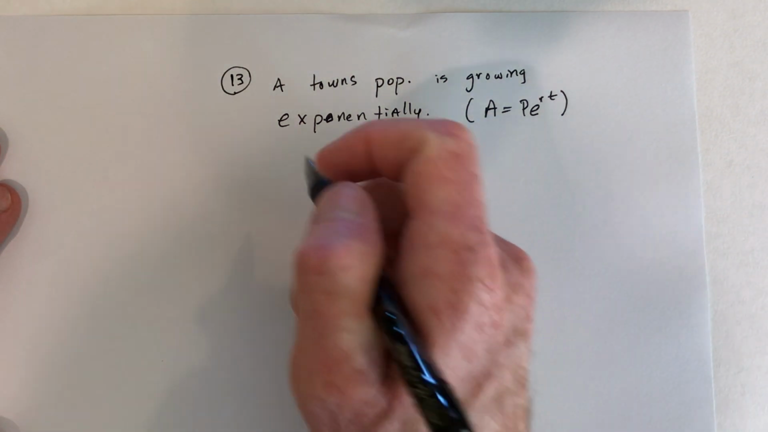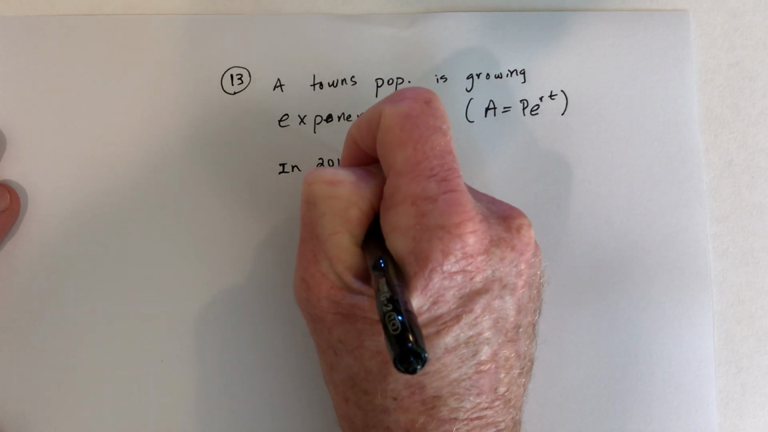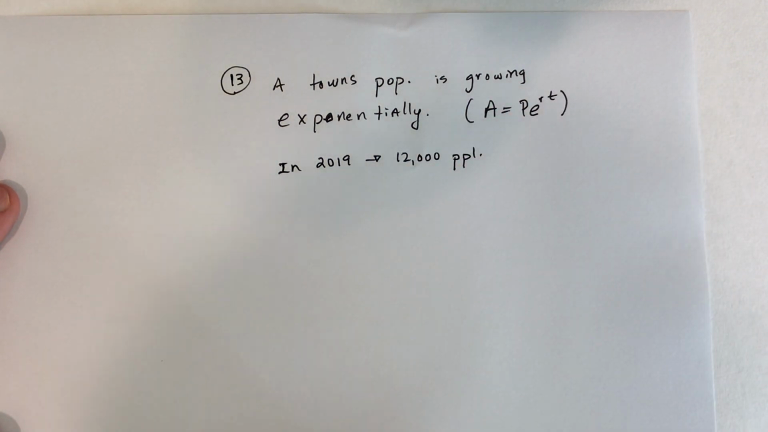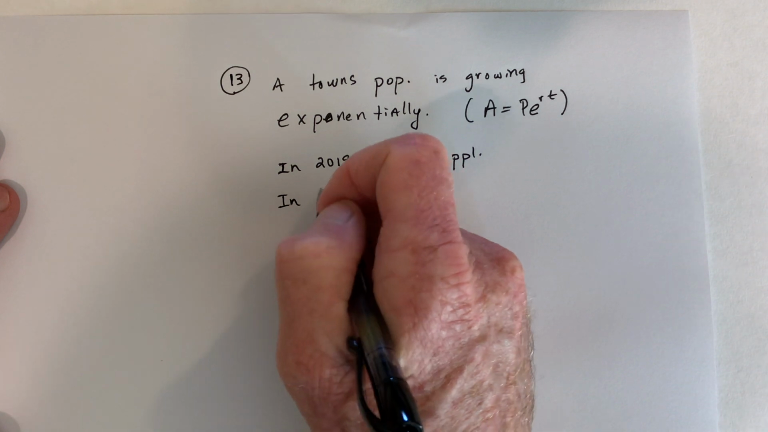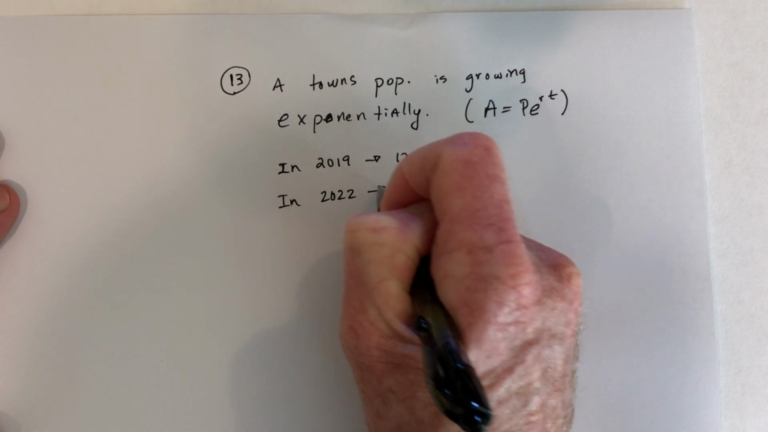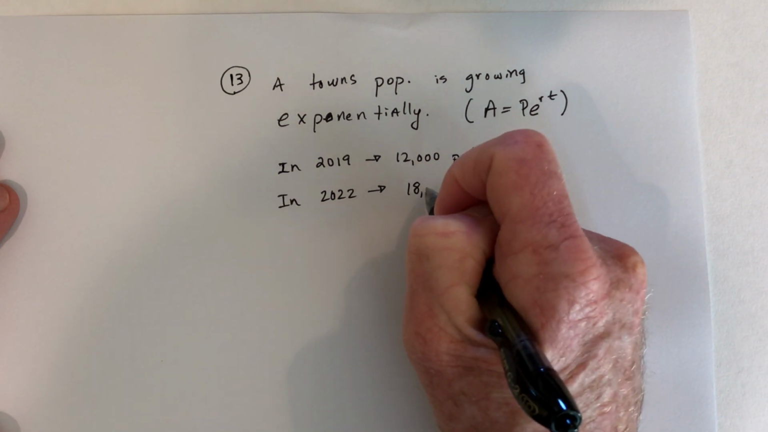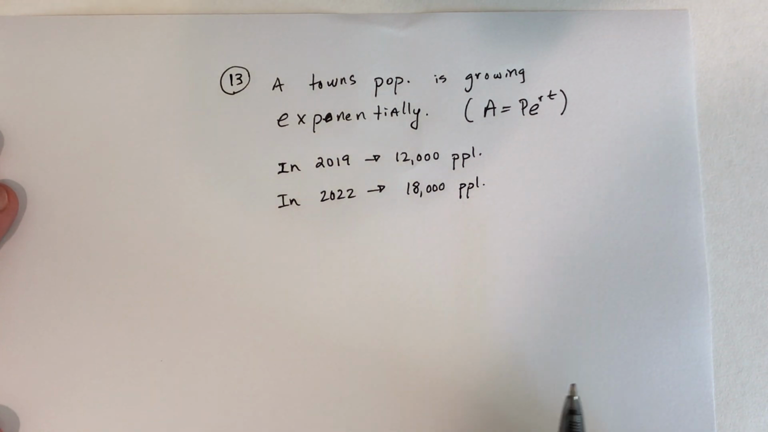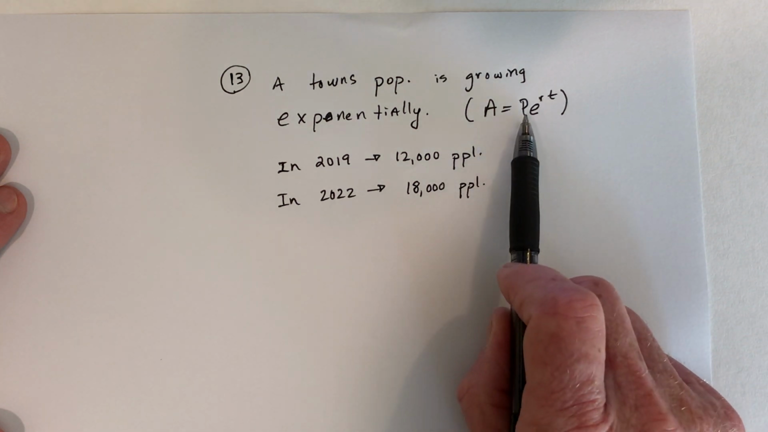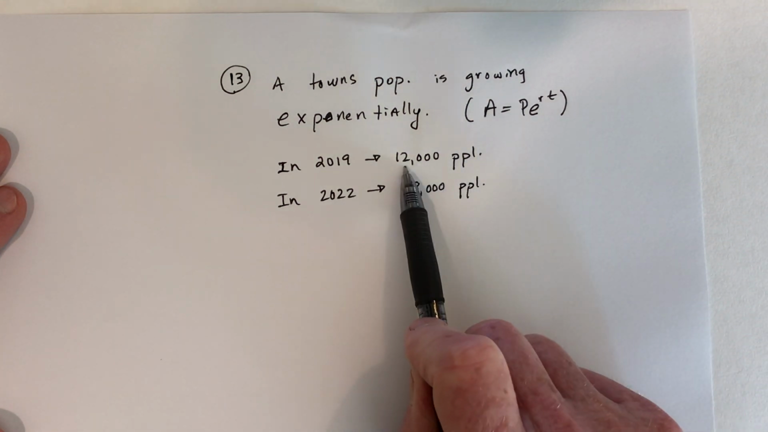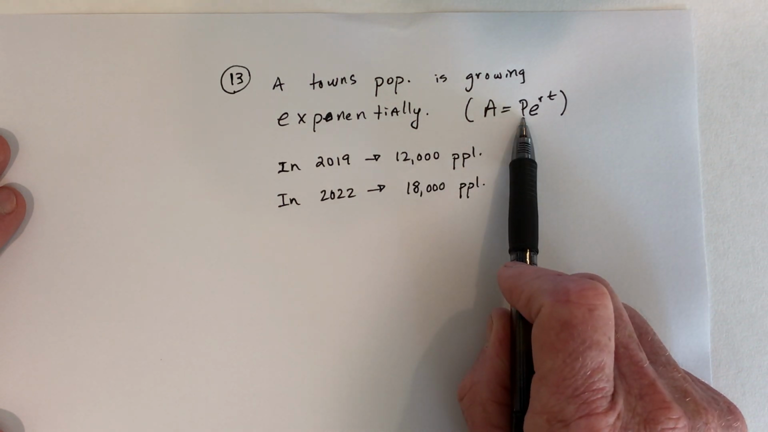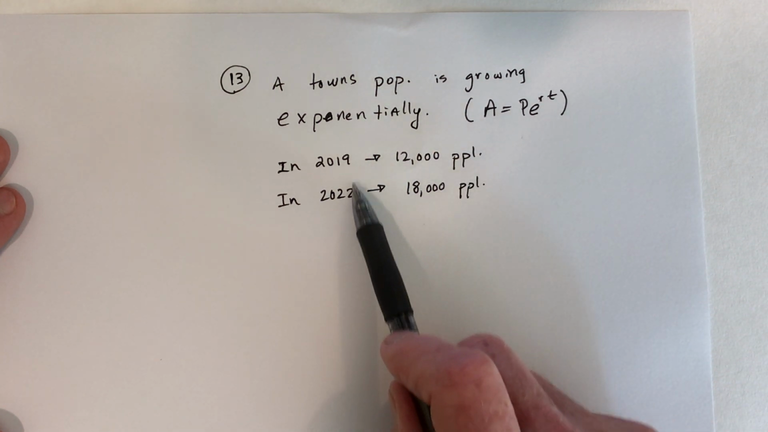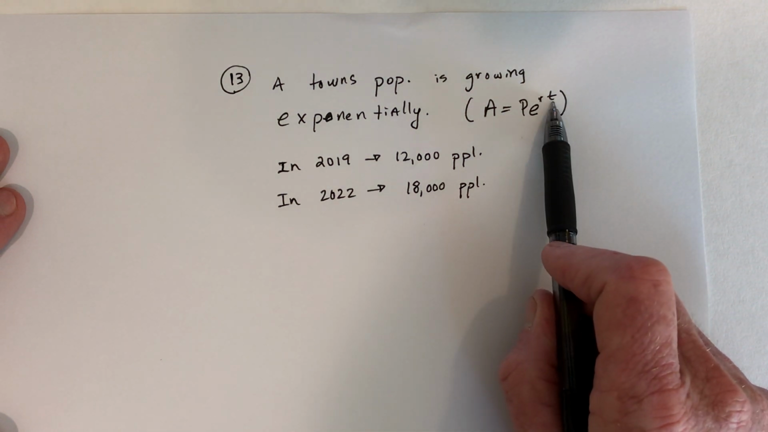So the story is that in 2019, there were 12,000 people. And then in 2022, there were 18,000 people. And in case you can't tell, I made this up myself. All right, so that means that for the PERT formula, this has to be the beginning population. So this is the 12,000. The P is the 12,000. The amount of people after some years, that's the A. So this is going to be the 18,000. And if you subtract these two, that's going to be 3 years. So substitute a 3 right there.